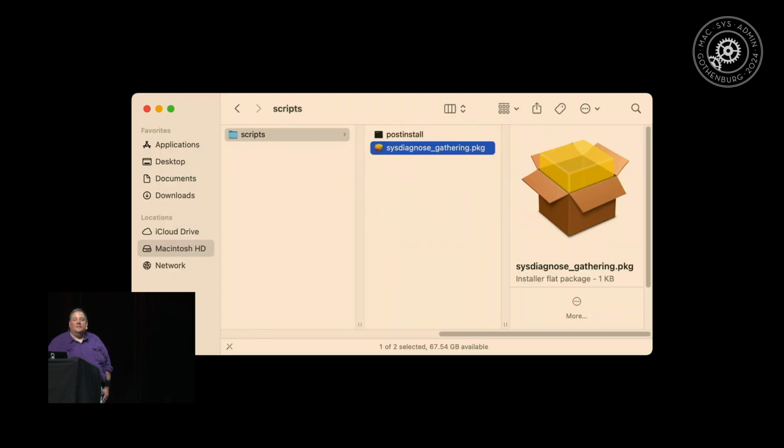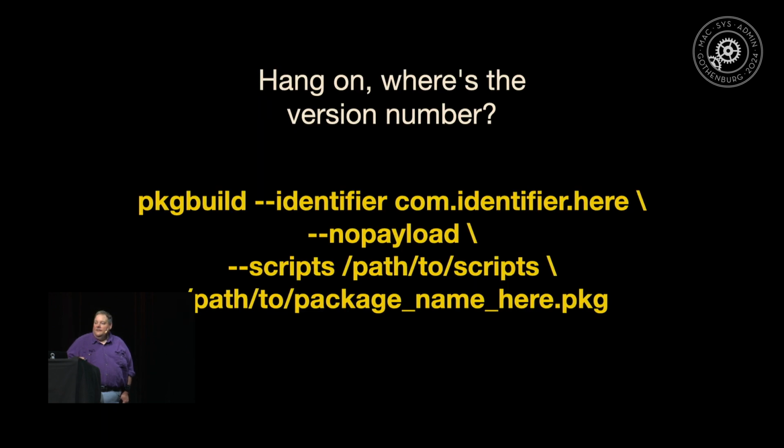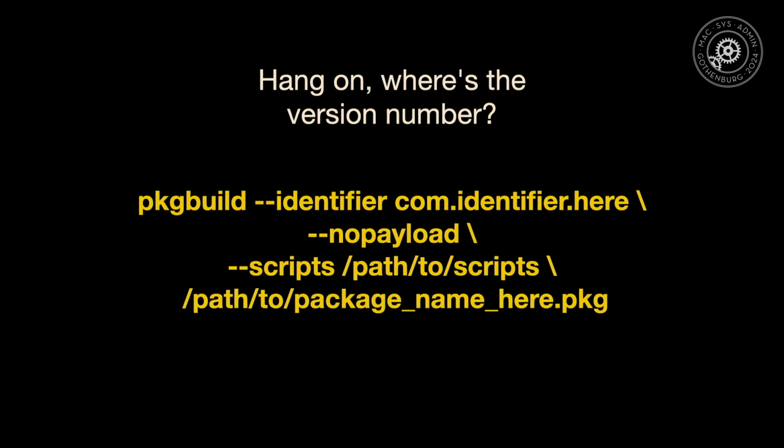So once the package is built, you can then hand it off to whoever or whatever needs it, and they'll be able to execute that script without having to know anything more than run an installer package. Now, since we had discussed package build earlier, you may think I've left something out. Version number. I didn't leave it out. When you're building payload-free packages using the no payload option, the version number is not required.